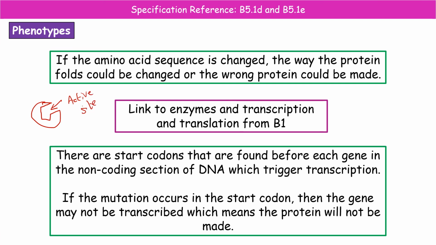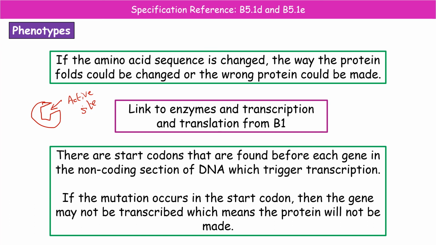Now the shape of the active site is determined by the sequence of amino acids. So if we have a mutation which has led to a change in the amino acid sequence, the shape of the active site could also be completely different. At that point, we're no longer going to have an active site that's complementary to our substrate. It won't work. So watch out for these bits that do have the links to the paper 1 content, and be prepared to bring that knowledge onto this second paper.